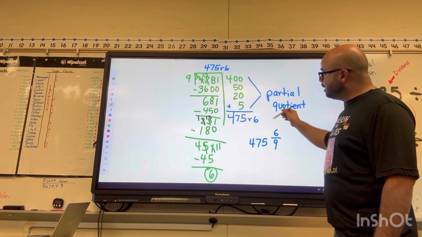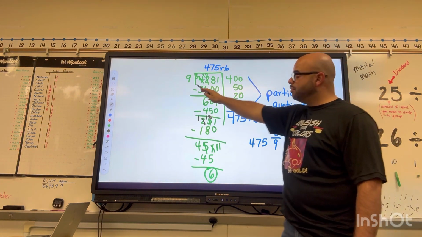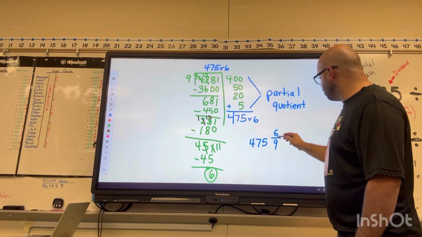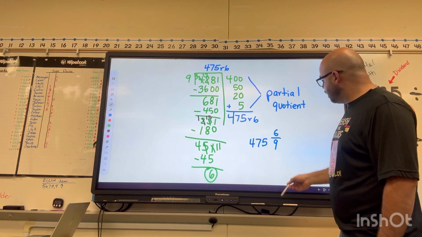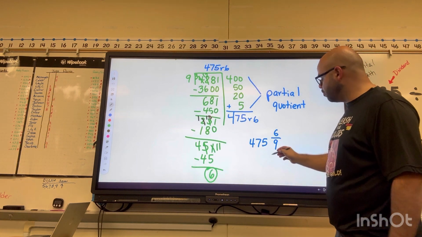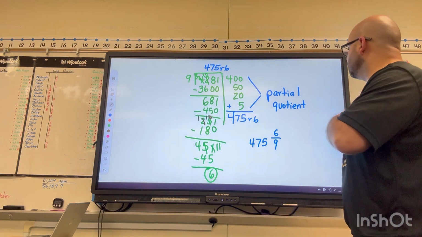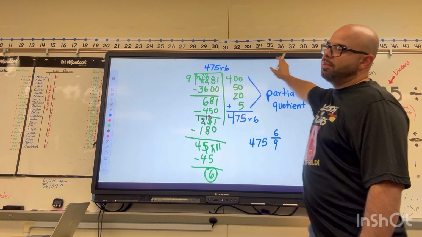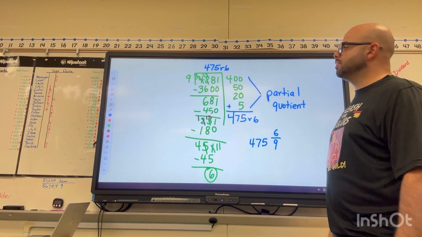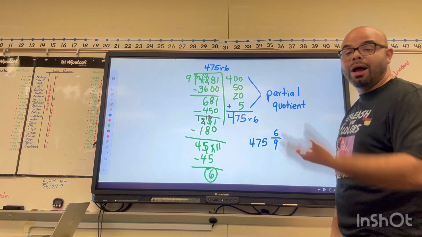So the 6 is what's remaining. The 9 is your divisor, that's the amount of people per group, or items per group. And the 6 is what you have remaining. And 475 is the amount of groups that you were able to make equally, okay? This is all partial quotients. I know you're going to get headaches. It's a very difficult concept for them to get, but it's on the test.